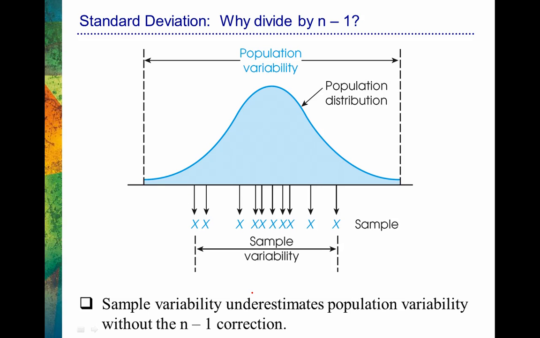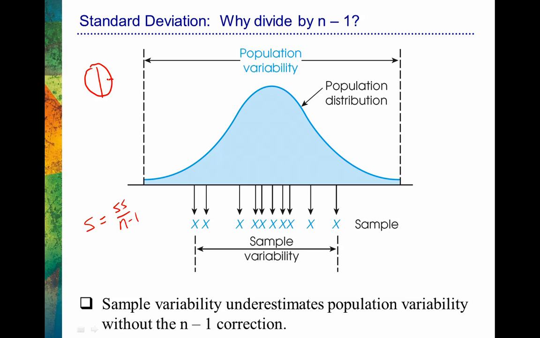So sample variability underestimates that population variability, but if we divide by n-1, we no longer have a biased underestimate of the variability overall. Because think about this for a second. In the formula for computing the standard deviation, we are taking the sum of squares and dividing by n-1. Well, if I divide by n-1, I'm dividing by a smaller number, right? n-1 is a smaller number than n. If I divide by a smaller number, what happens to the answer? It gets bigger.